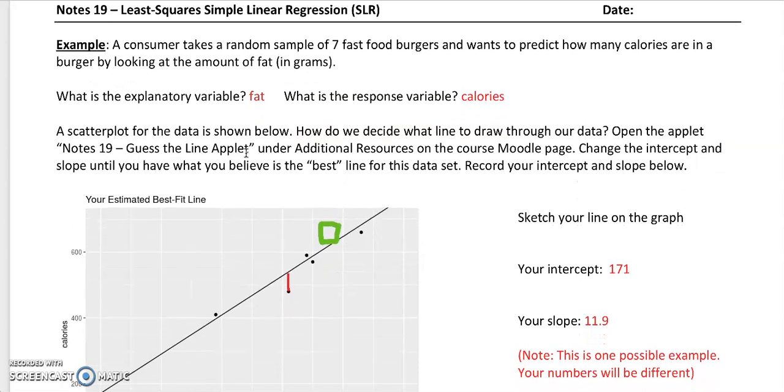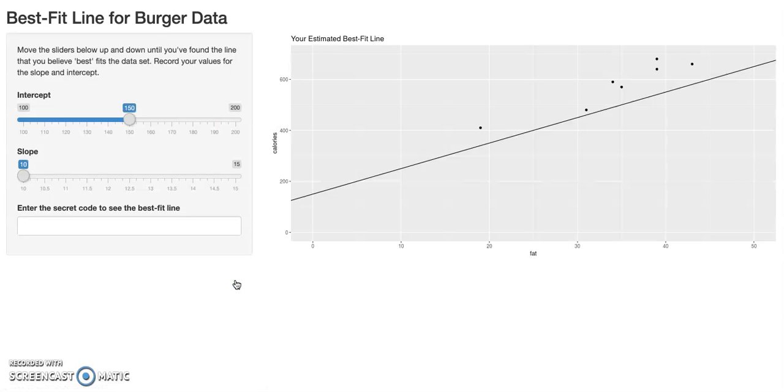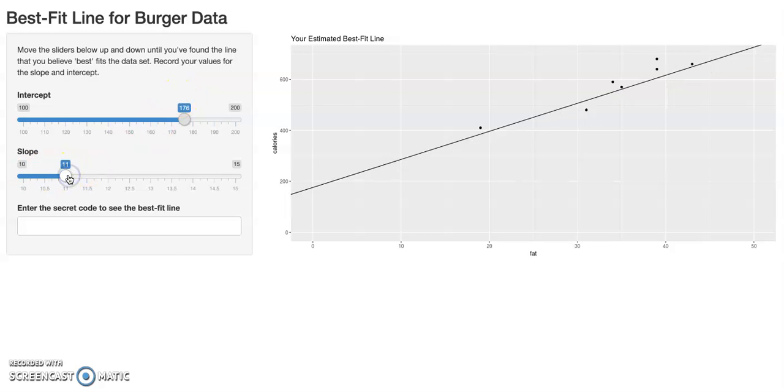To do this, we're going to start by using an applet that's on the course Moodle page. If you go down to the bottom, you'll see something that says Notes 19, Guess the Line Applet. And it'll load like this. What I want you to do is to try to make the line look like what you would draw through this picture. If you were trying to describe the relationship between fat and calories, what might that look like? I might start to move this line up, and it looks like the intercept itself isn't going to do it for me. So let me try moving the slope also. And that's getting better. Maybe that looks like a good line.